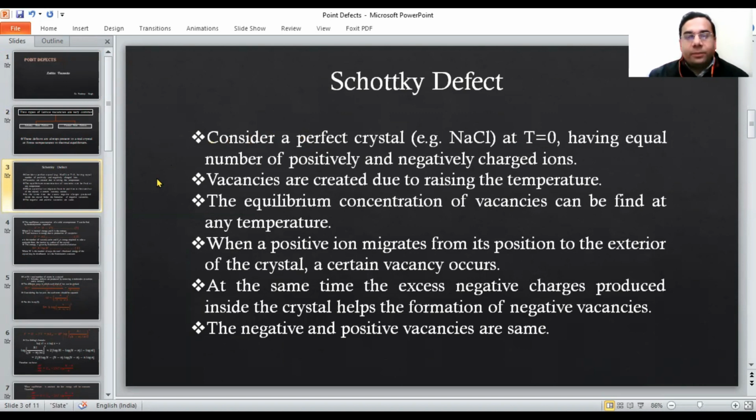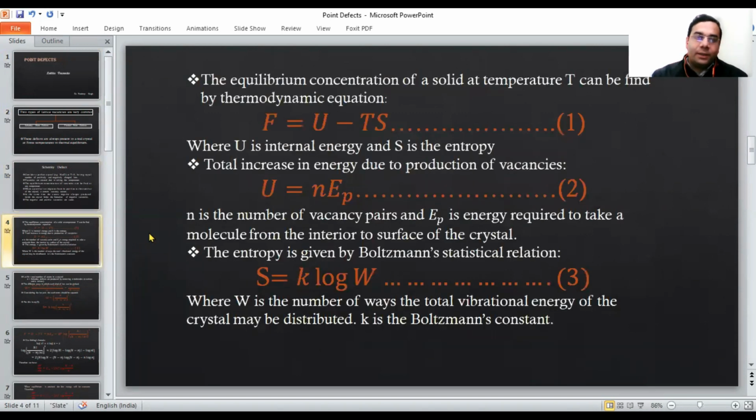Now, the equilibrium concentration of vacancies can be found at any temperature. When a positive ion migrates from its position to the exterior of the crystal, a vacancy occurs. At the same time, the excess negative charge produced inside the crystal helps the formation of negative vacancies. Now the negative and positive vacancies are the same in number.